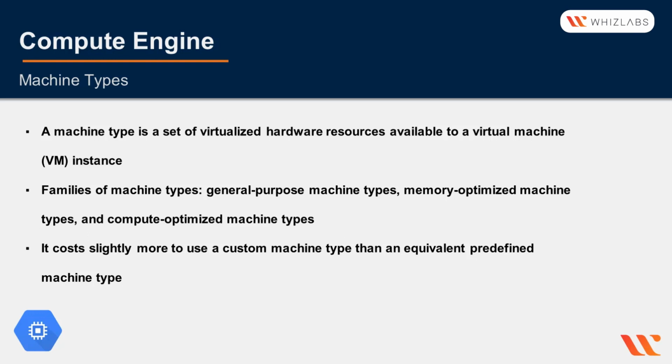A machine type is a set of virtualized hardware resources available to a virtual machine instance, including the system memory size, virtual CPU count, and persistent disk limits. In Compute Engine, machine types are grouped into different families, curated for different workloads. Currently, you can choose from general-purpose machine types, memory-optimized machine types, and compute-optimized machine types. You can create custom machine types if your workload has special needs. This will cost higher than the pre-configured machines.